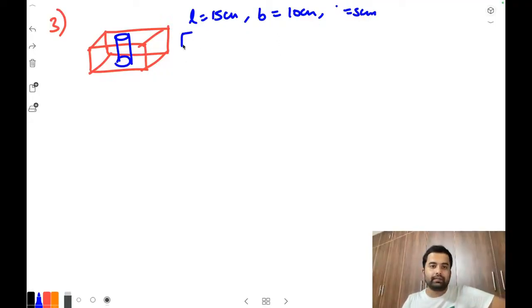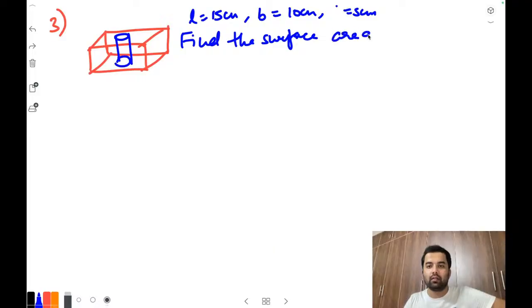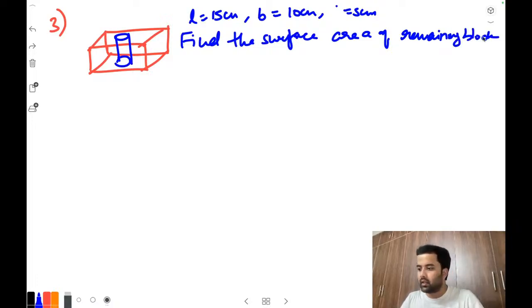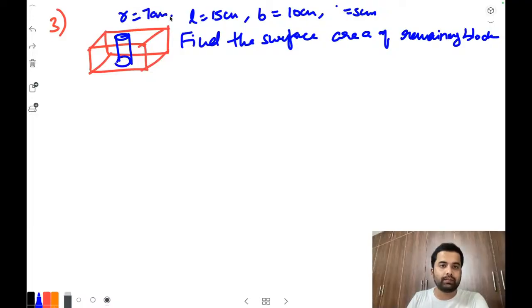Find the surface area of the remaining block. Let me write the radius also. Radius is also given. Radius of this cylinder, it is given. Let me mention here. Radius is 7 centimeter.